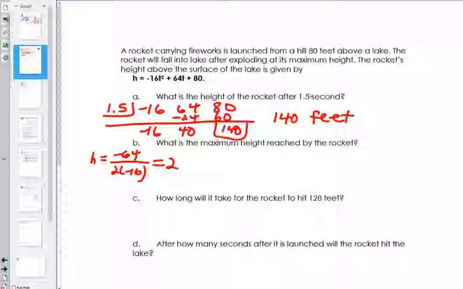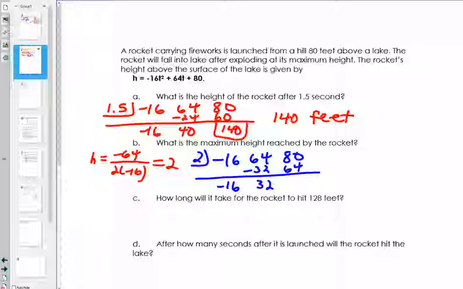It's a maximum height. But if you want to know what that height is, I got to plug in a 2. So I'll do the same thing I just did. 2, negative 16, 64, and 80. Negative 16, negative 32, 32, 64, 144. So it looks like on the last question, with a 1.5, it was right before it was about to get to its highest point.